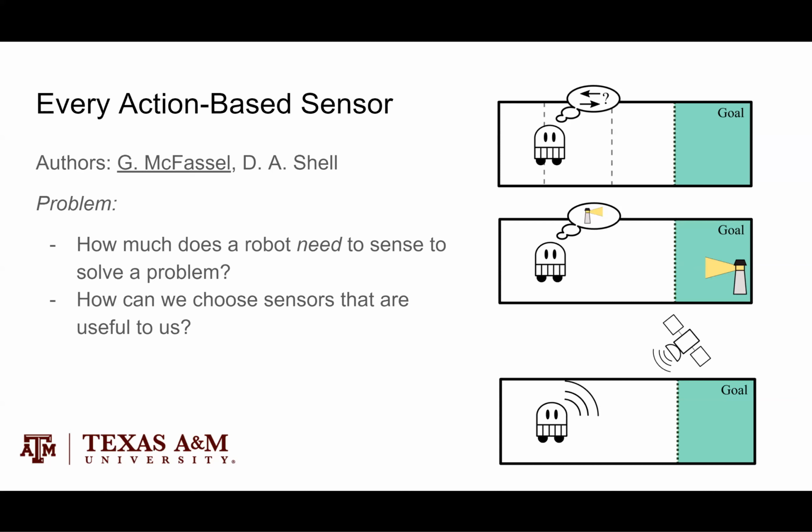I wrote this paper with my advisor Dylan Schell, and I'll be discussing how to obtain every action-based sensor. The question of how much a robot needs to sense, such as this robot here, which we want to reach a goal, is a question discussed a lot. For example, is a lighthouse just as suitable as a GPS for reaching this goal? And how can we be sure that the sensors we're picking are both useful to us and well suited to the task at hand? This question goes back to work done by Bruce Donald and others in the early 90s.